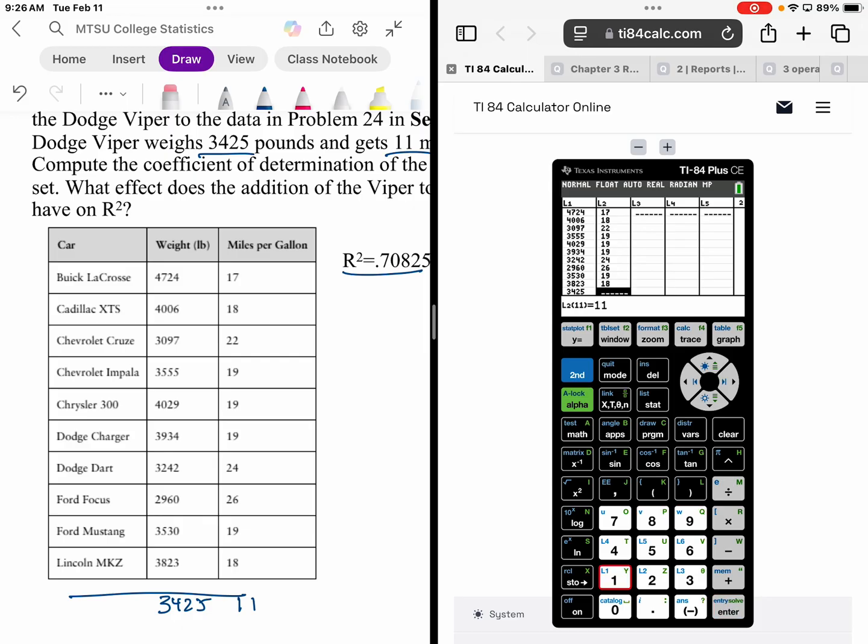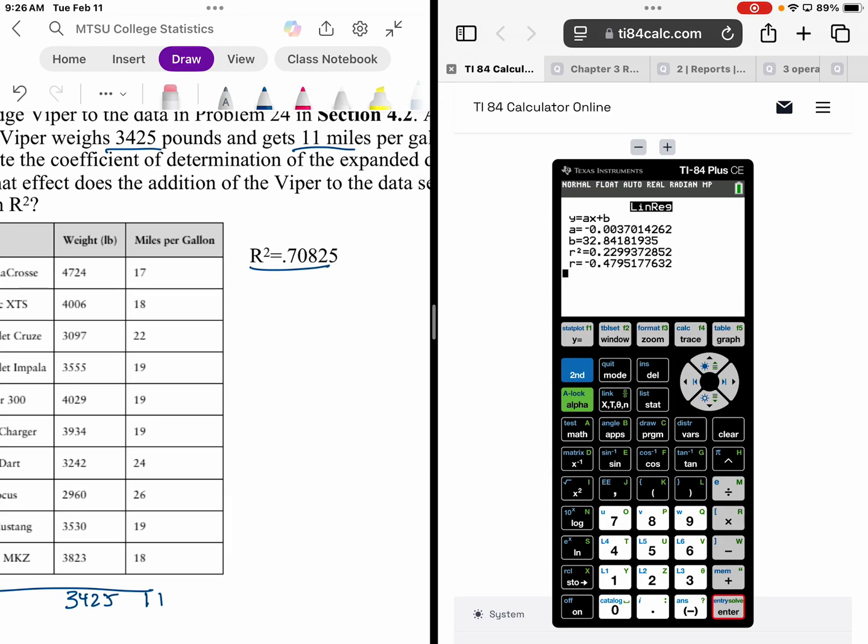So we have to be really careful because it does affect the least squares regression line and the correlation values and the coefficient of determination. So option 4, get down there, hit calculate. There we go. So without the Dodge Viper, that was our R squared value. With the Dodge Viper, our R squared value is now 0.2299. And the R value is negative 0.4795.